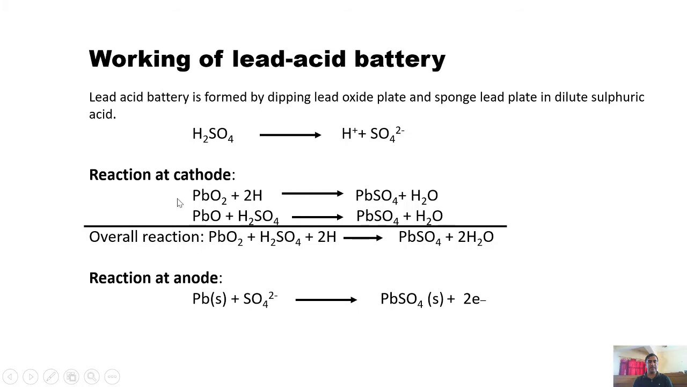The reaction which takes place at cathode is where PbO2 reacts with H2SO4 plus hydronium ions to produce PbSO4 plus water molecules. At anode, solid lead interacts with SO4 ions to produce PbSO4 and releases electrons.